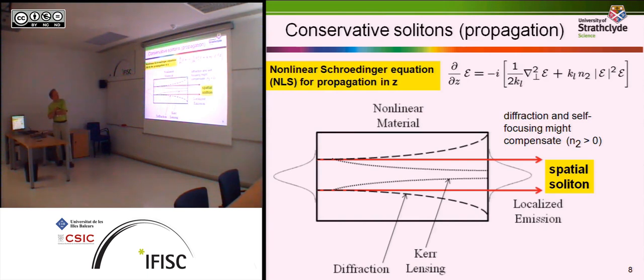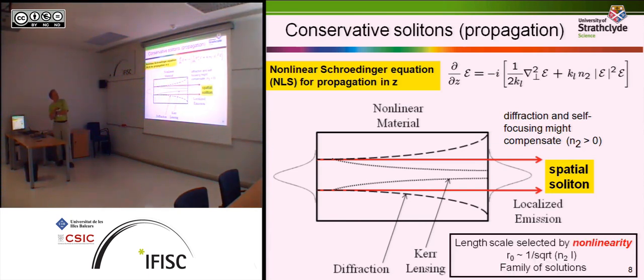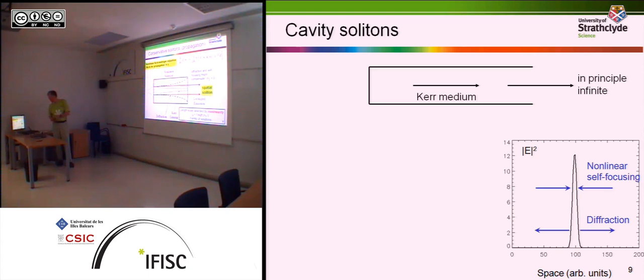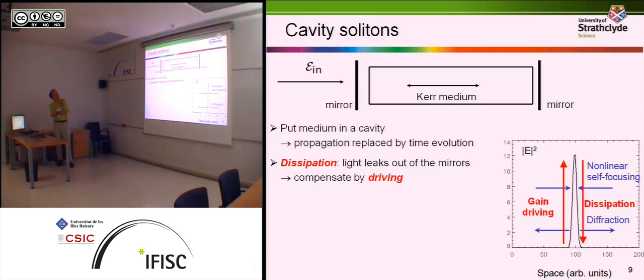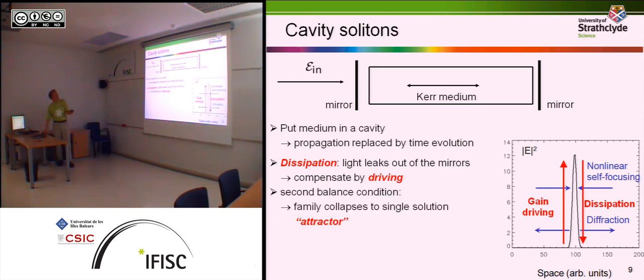Okay, as I said, I will be very brief on this. So we all know the spatial soliton in propagation, where the natural diffraction of the beam is compensated by phase self-focusing due to a nonlinear refractive index. And the length scale, the size of the soliton, is determined only by nonlinearity, and there's a family of solutions. Then if you think of this medium, which is in principle infinite, and close it by mirrors, you replace the propagation by time evolution in this cavity. And since the mirrors are leaking, you need to compensate by driving, and that gives you another condition: not only nonlinearity and diffraction need to compensate, but also dissipation and gain.